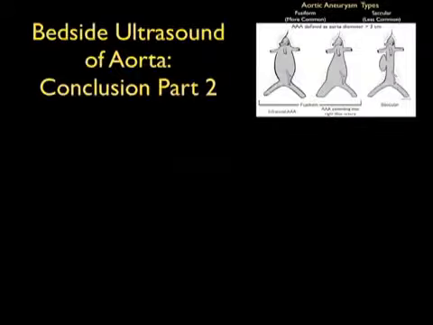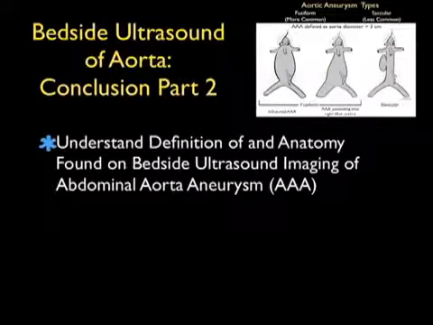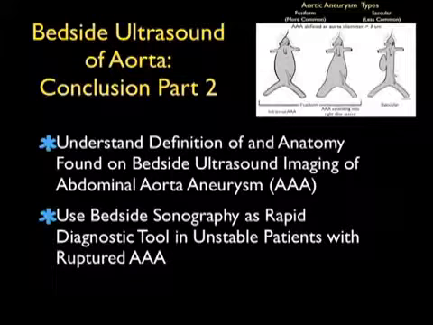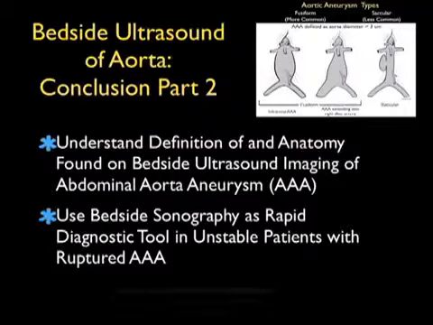In conclusion, thanks for joining me for this SoundBites module going over part 2 of bedside ultrasound of the aorta. Hopefully through this module you now understand the definition of and anatomy found on bedside ultrasound imaging of an abdominal aortic aneurysm. And now you can use bedside sonography as a rapid diagnostic tool for picking up a AAA.